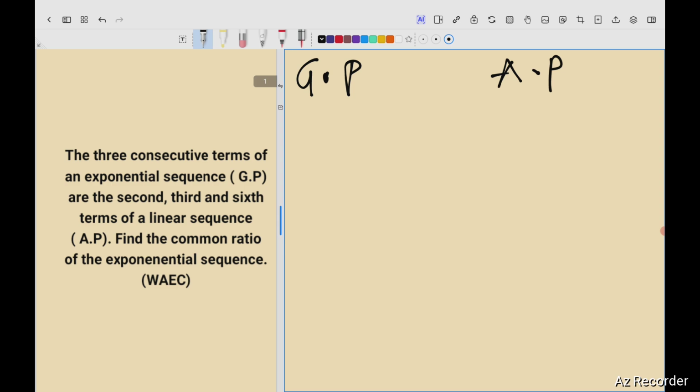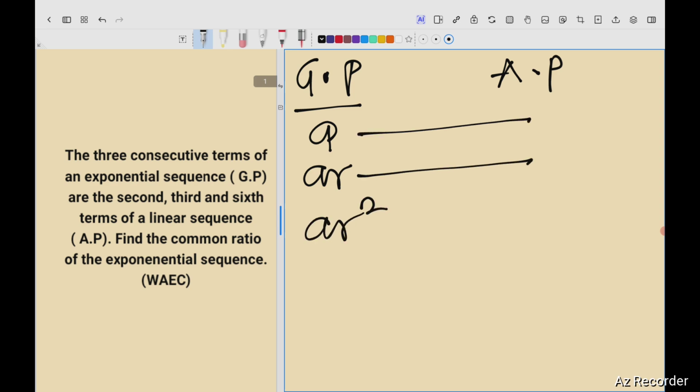So what is mentioned here is the first three consecutive terms of the GP, which we have. The first one is A, the second one is AR, the third one is AR squared. So this is equivalent to terms of the AP.